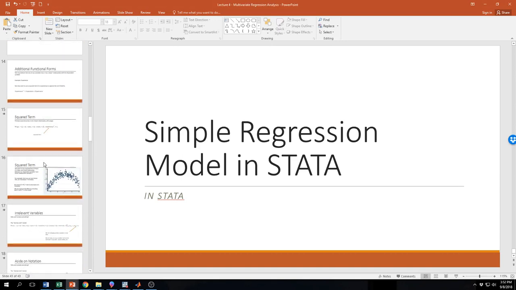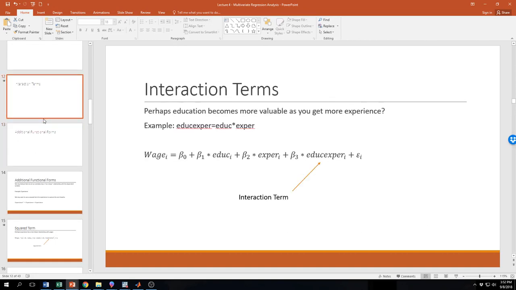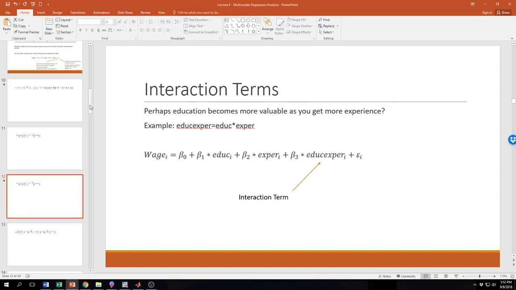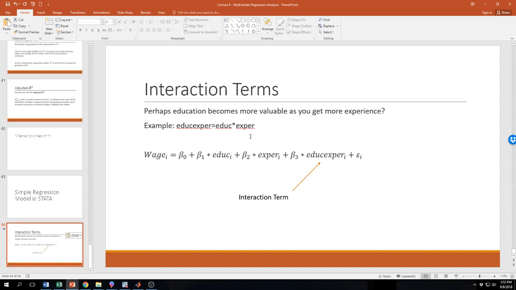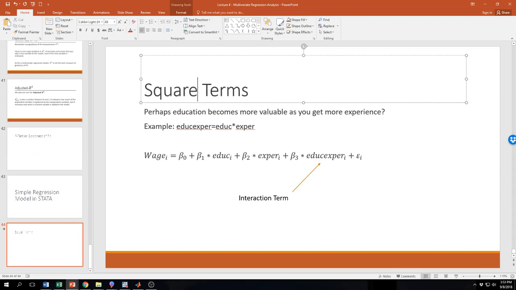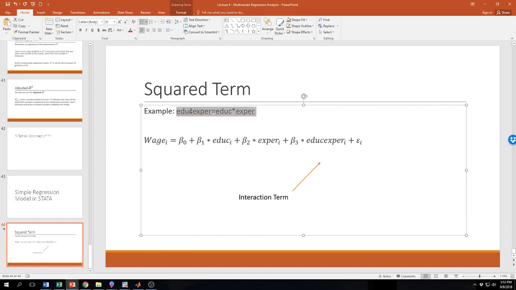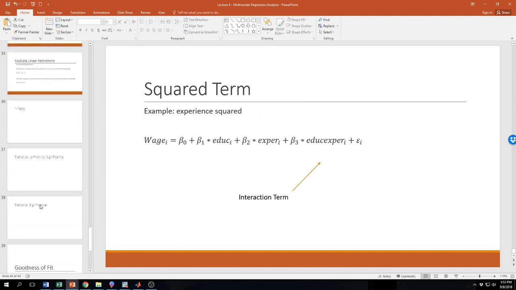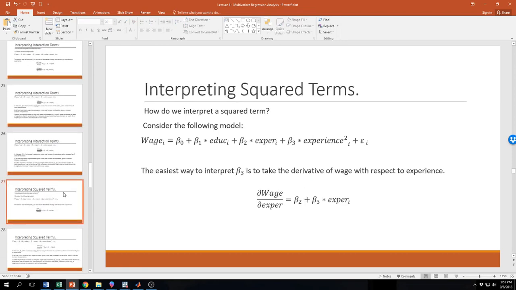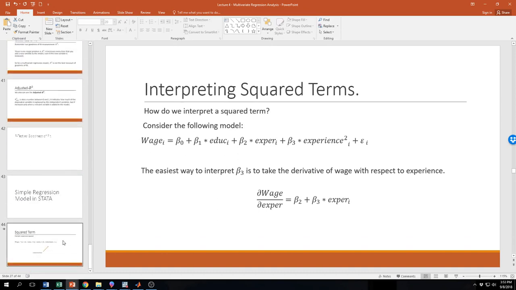All right, where's my interaction term? Squared term. Here we go. I'm going to make a new slide. Live action right here. We're doing a squared term right now. Get rid of that. Experience squared. Actually, we have a slide on this. All right, let's bring the slide in. We got a slide. Boom. Much better. So we already got it.